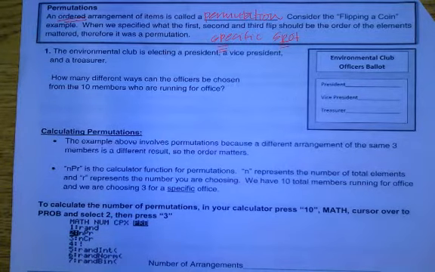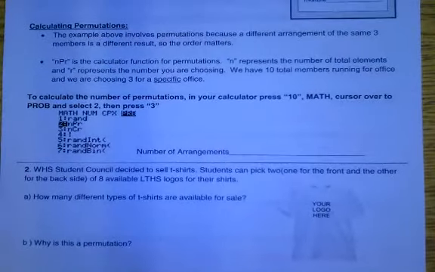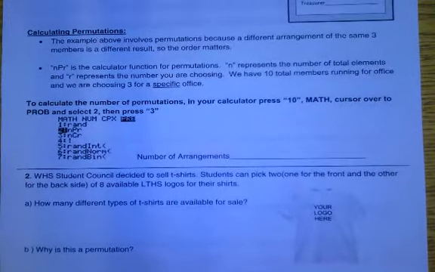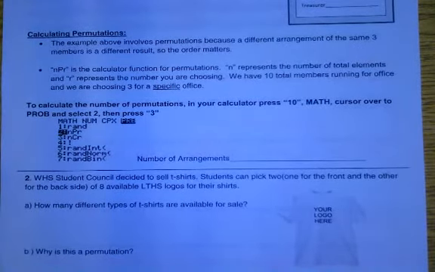Okay, so for number 1, the environmental club is electing a president, a vice president, and a treasurer. How many different ways can the officers be chosen from the 10 members who are running for office? Okay, so read below, calculating permutations. Lucky for you guys, it's all calculator. Okay, the example above involves permutations because a different arrangement of the same 3 members is a different result. So the order does matter, okay?